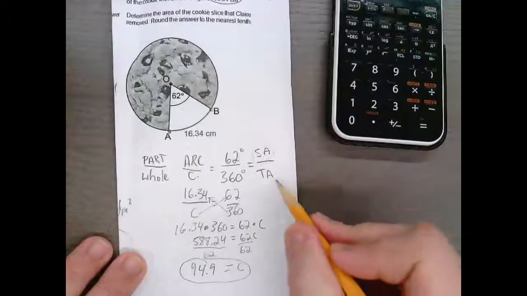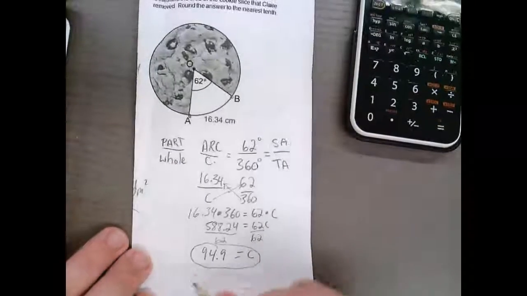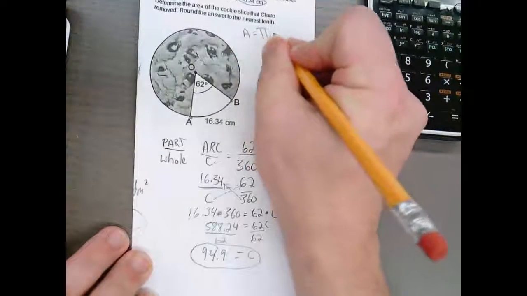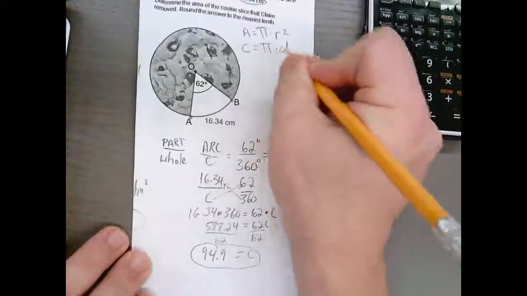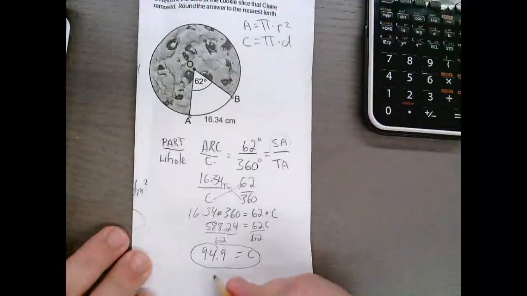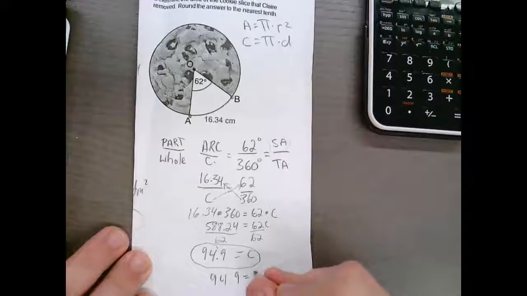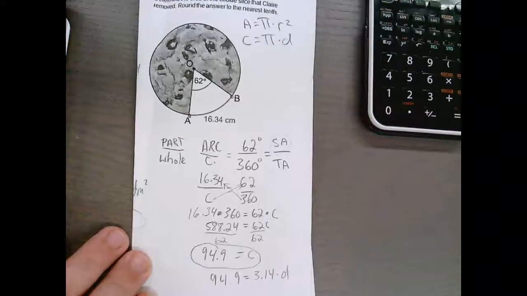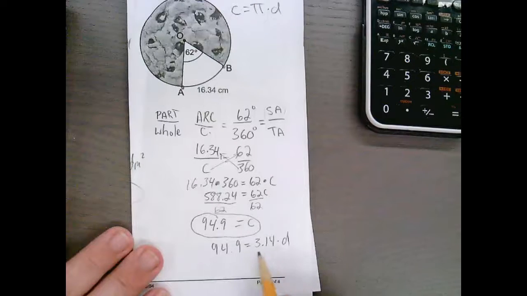So to find that, we need to know the total area. So back to what I was saying before, got to find the radius, because the area of a circle is pi times radius squared. The circumference of a circle is pi times the diameter. So we got 94.9 is equal to 3.14 times some diameter we don't know. It's unknown, x, d, whatever variable.